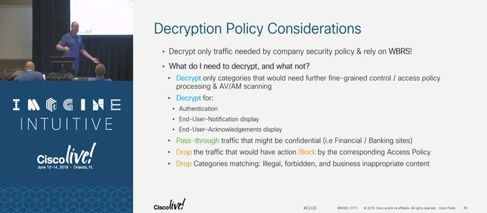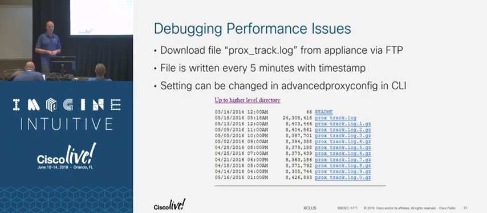You want to decrypt for authentication. You have to decrypt for end user notification. If you do a block on an HTTPS site and you're not decrypting, they get a very ugly page. You don't get the pretty block page that you have. So you want to pass through sites that are confidential, financial, banking, those. Generally drop traffic that is going to bad sites. No need to decrypt those. And drop categories that match the inappropriate content. Get those just out of the mix.